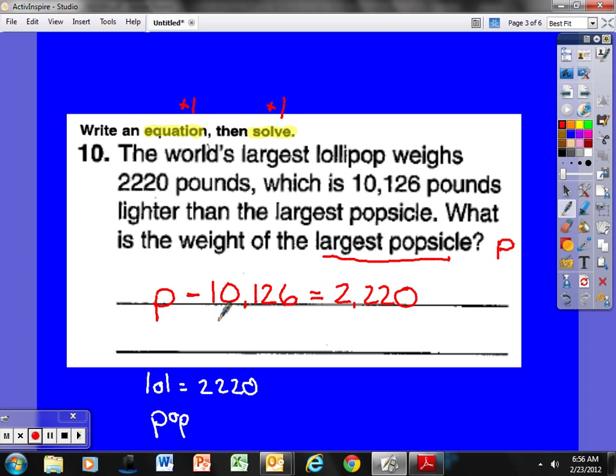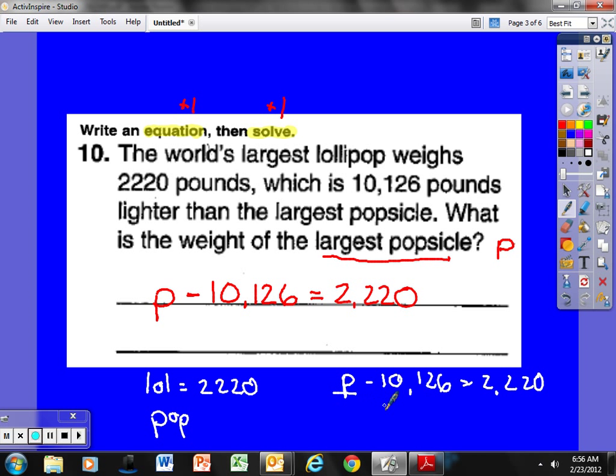Now, I write my equation as subtraction, but in order to solve it, I really need to add these two numbers, because this is the weight of the lollipop. This is how much lighter it is than the popsicle. So really, to figure out the popsicle, I have to combine these. But in my equation, I'm going to do the inverse of adding. I'm going to subtract it. So to solve this, I would take P minus 10,126 is equal to 2,220.